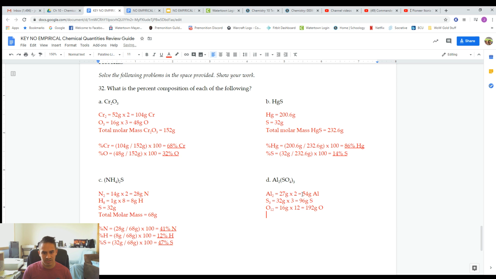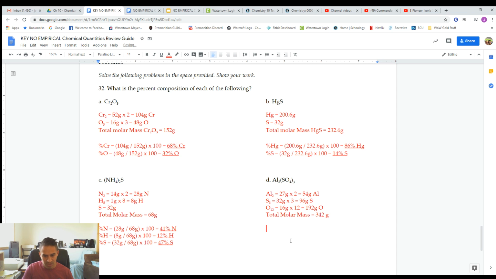All right. So again, let's get our total molar mass. We got to add all these together. So 192 plus 96 plus 54. So this is a pretty big compound. 342 grams for the total.